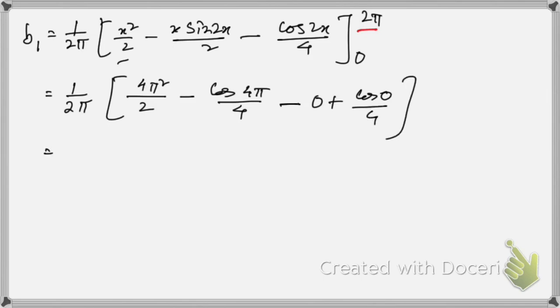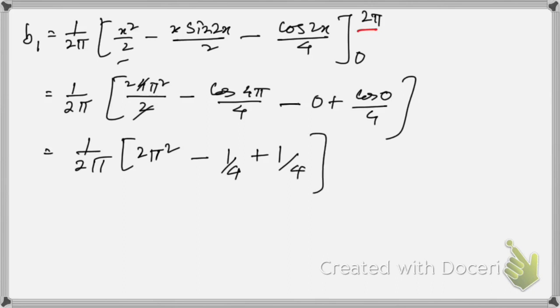So here you see 2 pi, this 2 cancels, so that's why 2 pi squared, and cos 4 pi will be 1, then plus cos 0 is also 1, so here we have 1 by 4, here also 1 by 4. So now this cancels, so 1 by 2 pi into 2 pi squared. If you cancel these, then you will get only pi, right? So this is the value of b1.